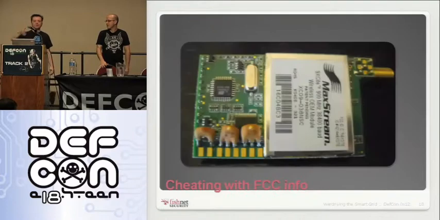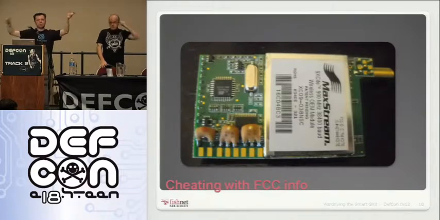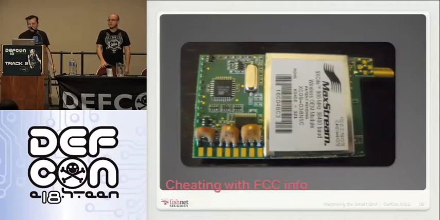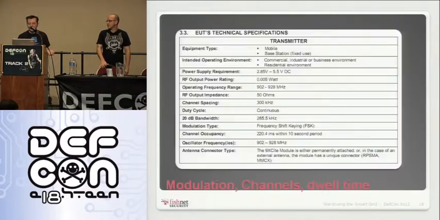Just a random example. This is a Digi radio. It's a serial radio that is in use in a number of places for essentially giving you the ability to take a serial port and send it over wireless, really dumb, simple radio. And if you pull the FCC ID on that, it will tell you all the hop sequences, the channel spacing, the modulation, the channels, the dwell time, and the modulation type that they use.